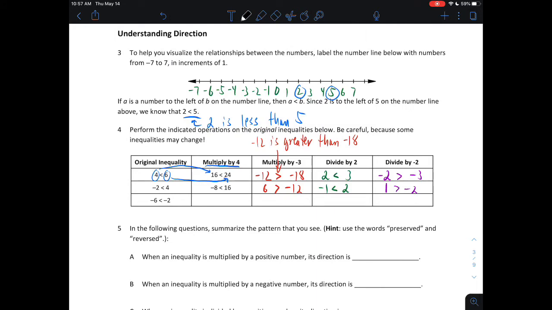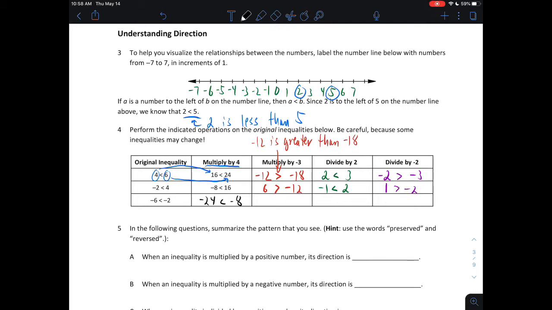The original inequality is negative 6 is less than negative 2. That's true from the number line we see up top. Negative 6 is to the left of negative 2. Now let's multiply by 4. Negative 6 times 4 is negative 24. Negative 2 times 4 is negative 8. Negative 24 is definitely less than negative 8.